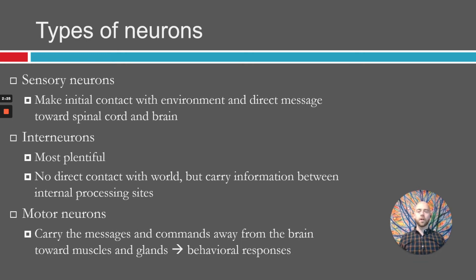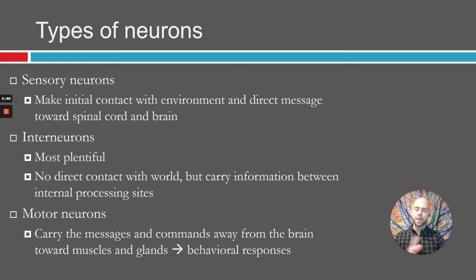So your motor neurons taking the message to move your leg or grab something with your hand and extend or contract those types of muscles. So sensory neurons on the periphery getting information, motor neurons sending that information out, and interneurons taking the messages in between all the different sites.